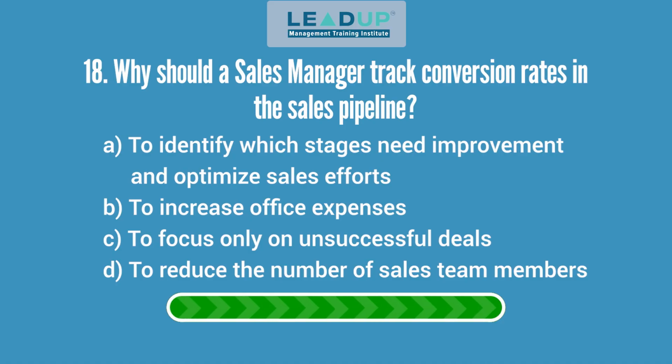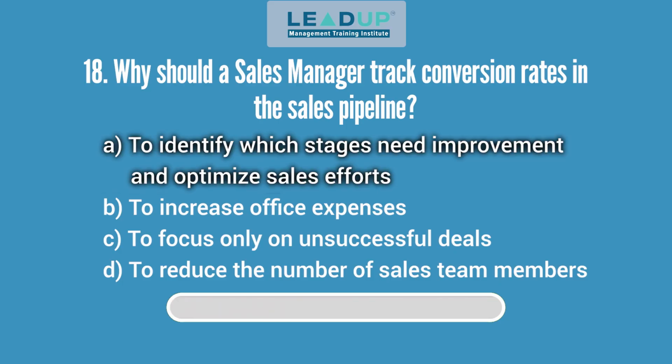Question 18. Why should a sales manager track conversion rates in the sales pipeline? A. To identify which stages need improvement and optimize sales efforts. B. To increase office expenses. C. To focus only on unsuccessful deals. And D. To reduce the number of sales team members. Answer: to identify which stages need improvement and optimize sales efforts.